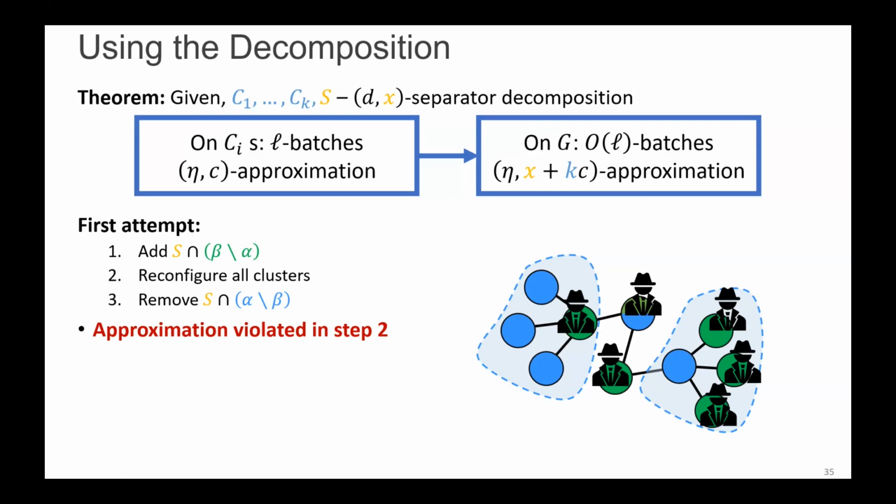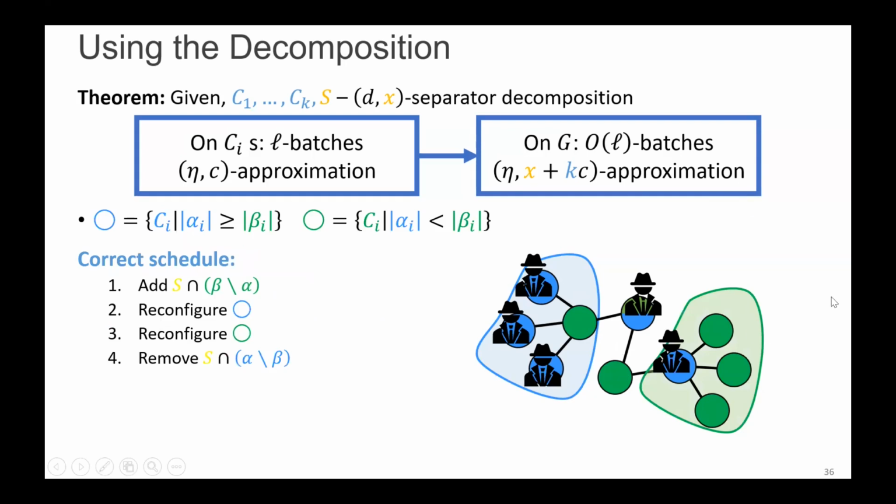And this violates the approximation guarantee that we're given by our theorem. So one actually needs to do something a bit smarter. What one needs to do here, you first reconfigure all clusters in which alpha has more nodes than beta nodes. And only afterwards, you reconfigure the clusters in which beta has more nodes than alpha nodes.